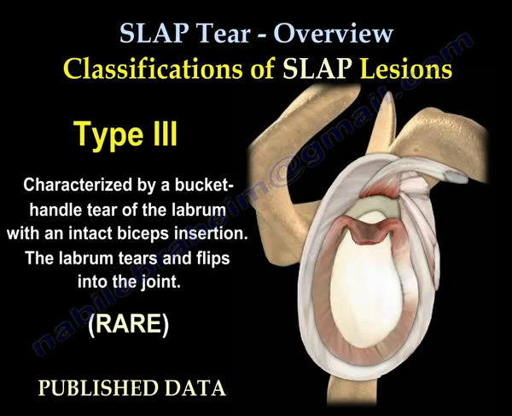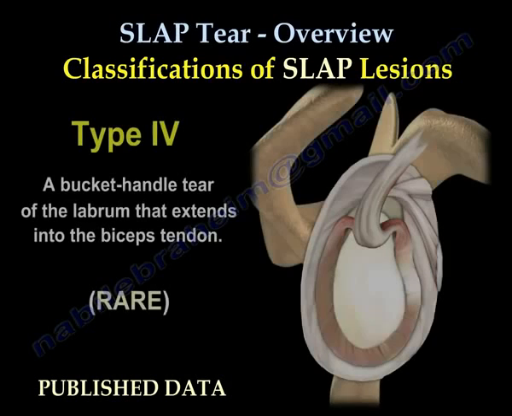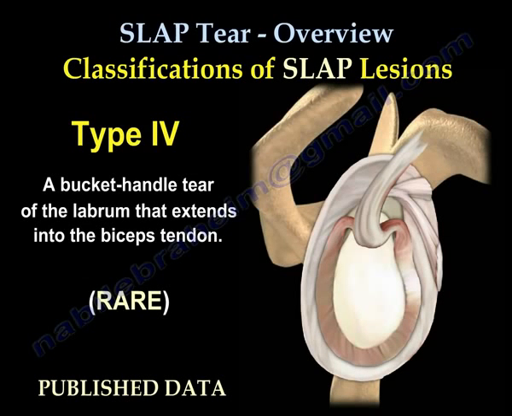Type 3 is characterized by a bucket handle tear of the labrum with an intact biceps insertion. The labrum tears and flips into the joint. Type 4 is a bucket handle tear of the labrum that extends into the biceps tendon.